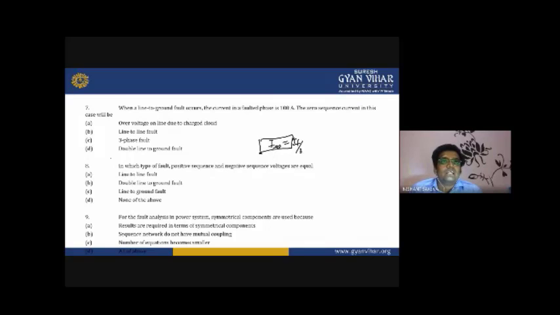Now, in the eighth question, in which type of fault are the positive sequence and negative sequence voltages equal? This we will discuss in the next section when we discuss the line-to-line faults.